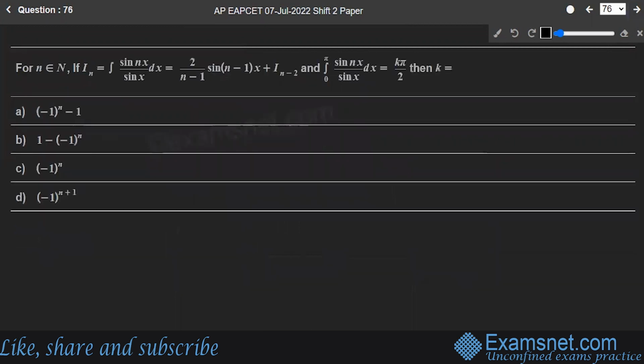Hope you're clear. Next is question number 76. You are given n belongs to the natural numbers. If In is given by this equation, and integral of sine nx upon sine x from 0 to pi dx is equal to this, then k is equal to what? Okay, so you are given that In is equal to 2 upon n minus 1 into sine n minus 1 x, the limit from 0 to pi, plus I n minus 2.